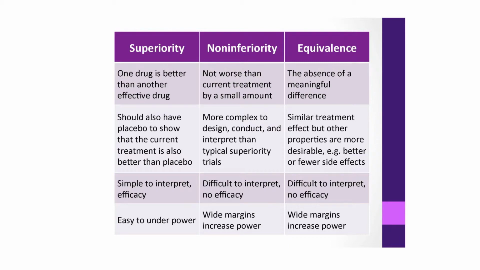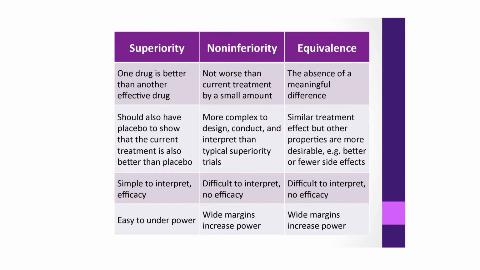You should also have a placebo in your superiority trial to show that the current treatment is better than a placebo. And remember, if you can't have a placebo, if you have to have an active comparator, it's going to be harder to show superiority if your active comparator is moderately effective.